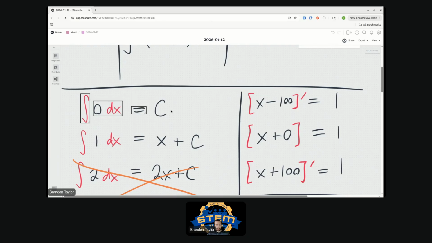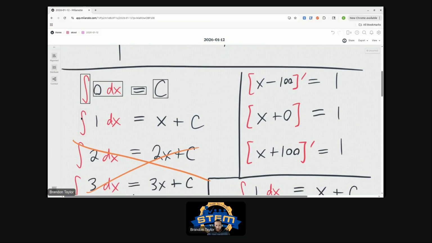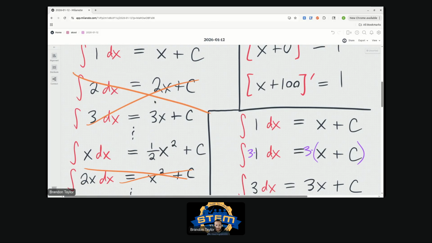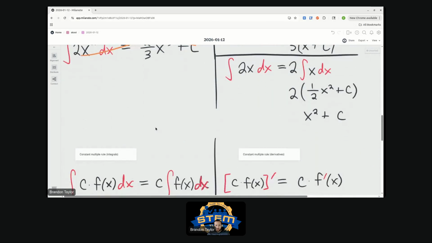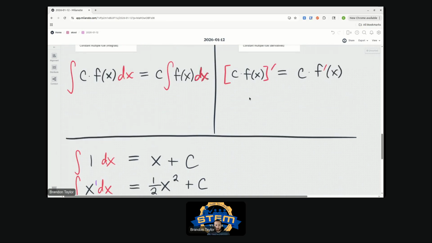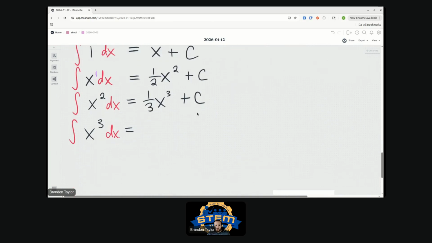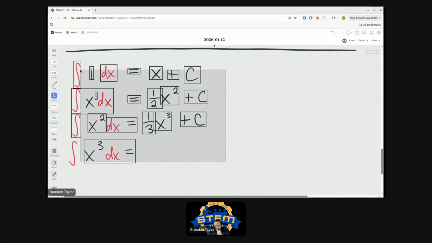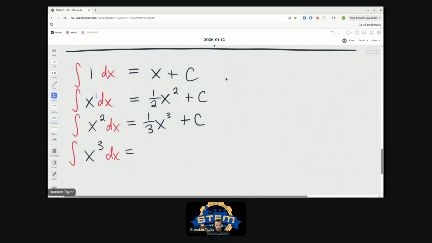So remember, what is an antiderivative? It's a function such that when you take the derivative of it, it equals the original function, right? So it's kind of like the derivative in reverse. And we were reasoning our way through a bunch of different examples and trying to notice patterns. One of the big patterns that we picked up last time was the constant multiple rule for integrals. And then what we left off with was this assignment I gave to give a try before we come back.